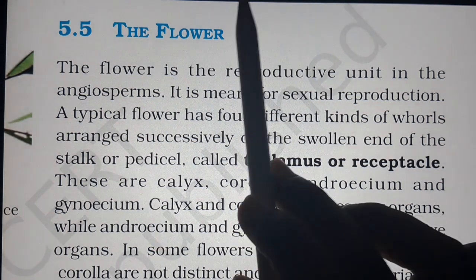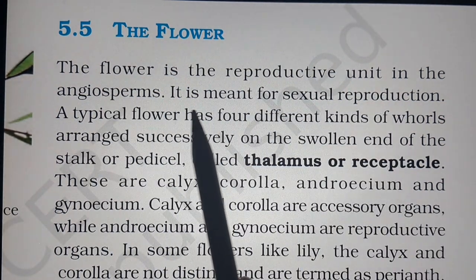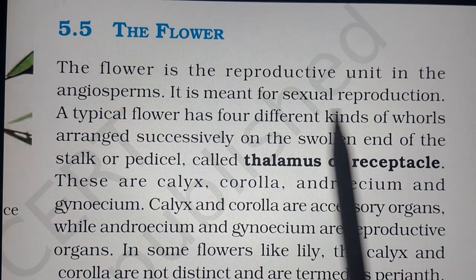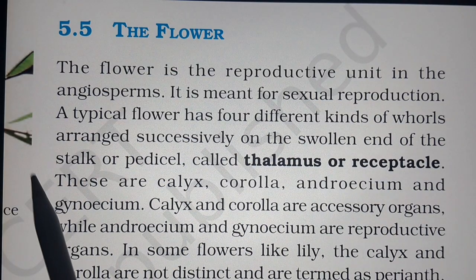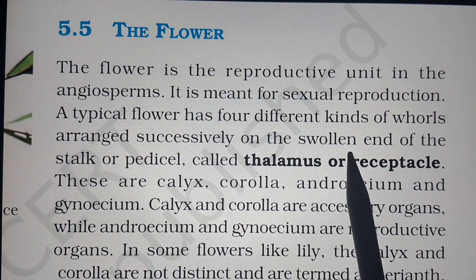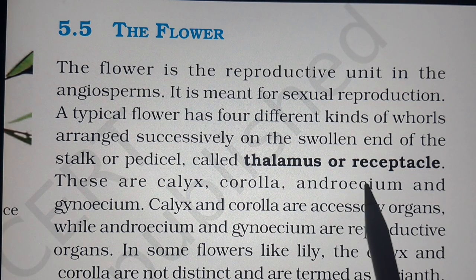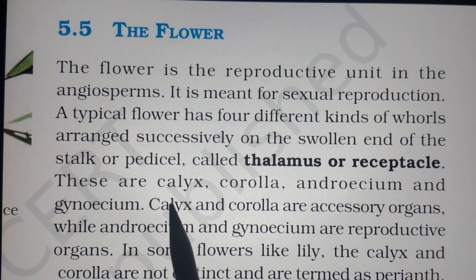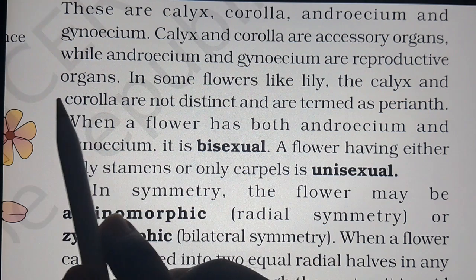Flower. The flower is the reproductive unit in the angiosperms. It is meant for sexual reproduction. A typical flower has four different kinds of whorls arranged successively on the swollen end of the stalk or the pedicel called thalamus or receptacle. And these are calyx, corolla, androecium and gynoecium. Calyx and corolla are accessory organs, while androecium and gynoecium are reproductive organs.